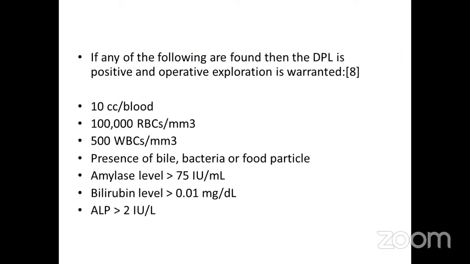We consider the diagnostic peritoneal lavage to be positive, or you need an operative exploration, if there is more than 10 cc of blood in your first aspirate, or more than 1 lakh of RBC or 500 of WBC, the presence of bile, bacteria or food particles, and amylase levels more than 75, bilirubin more than 0.01, with an ALP of more than 2 in the DPL fluid. This is considered to be a positive test.